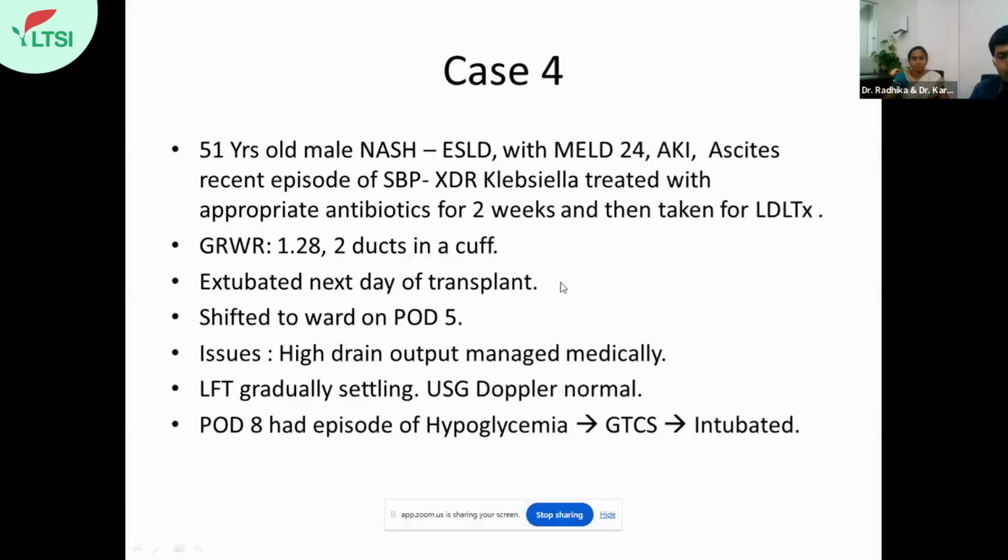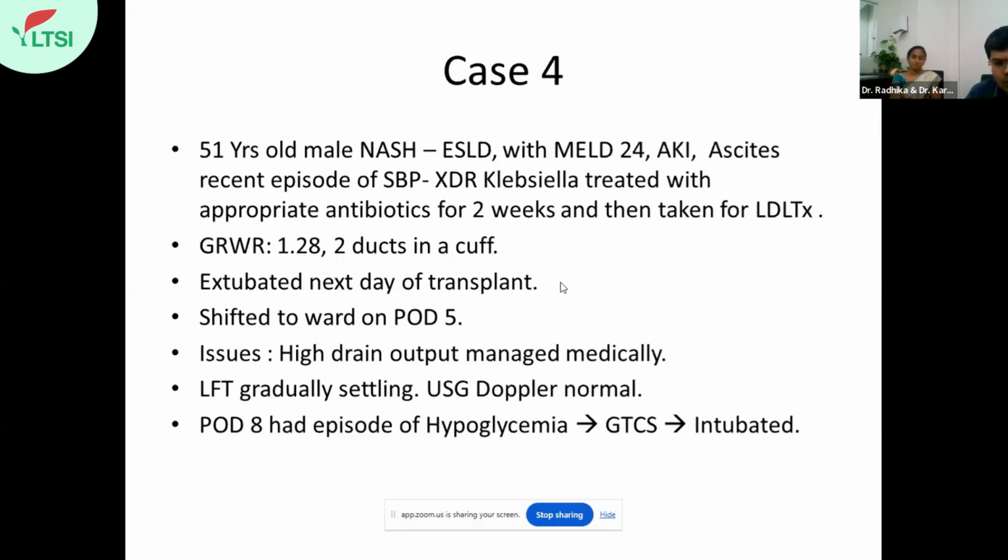A 51-year-old male, NASH-related end-stage liver disease with a MELD of 24, acute kidney injury, ascites with a recent episode of spontaneous bacterial peritonitis. The culture grew an XDR Klebsiella, treated with appropriate antibiotics for 2 weeks and then taken up for living donor liver transplantation. The GRWR was 1.28, with reduction in a cuff. Extubated the very next day of transplant, shifted to the ward on post-op day 5, had a smooth course.